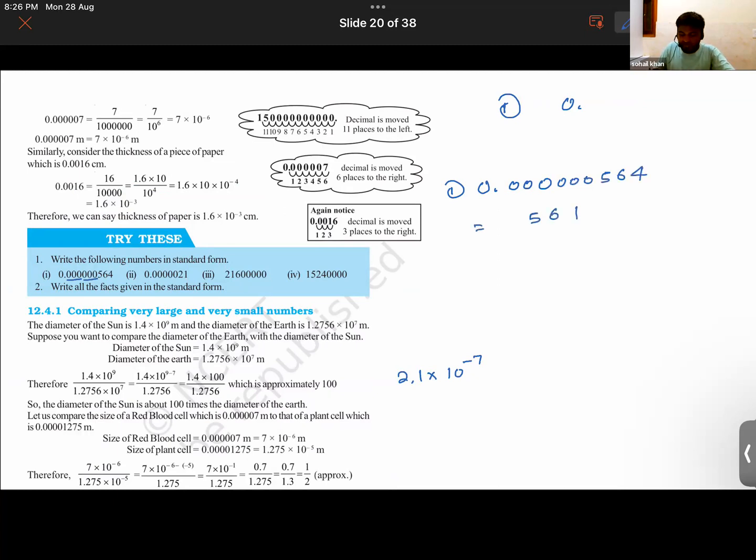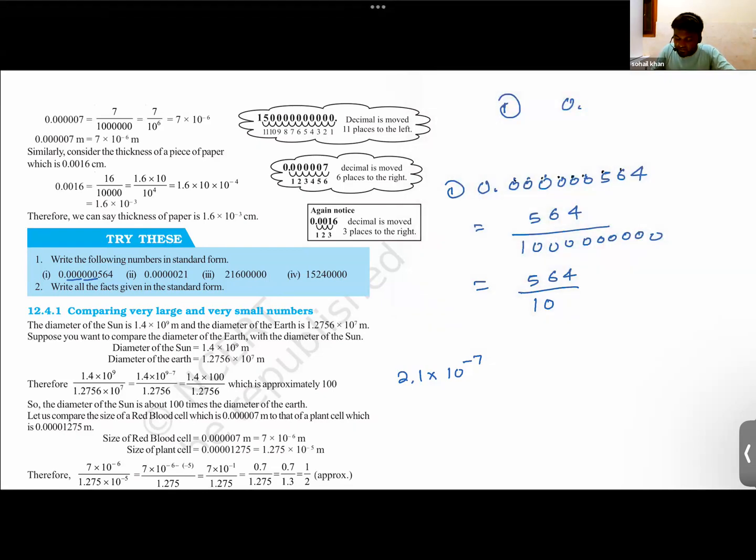So you will be writing it like this: 564 upon 1 with how many zeros? 1, 3, 6, 9, no? Yes, sir, 9 zeros. Let me check for the number. 1, 2, 3, 4, 5, 6, 7, 8, 9. So it's 10 raised to the power 9 here. So 564 into 10 raised to the power minus 9. That is what it will be.